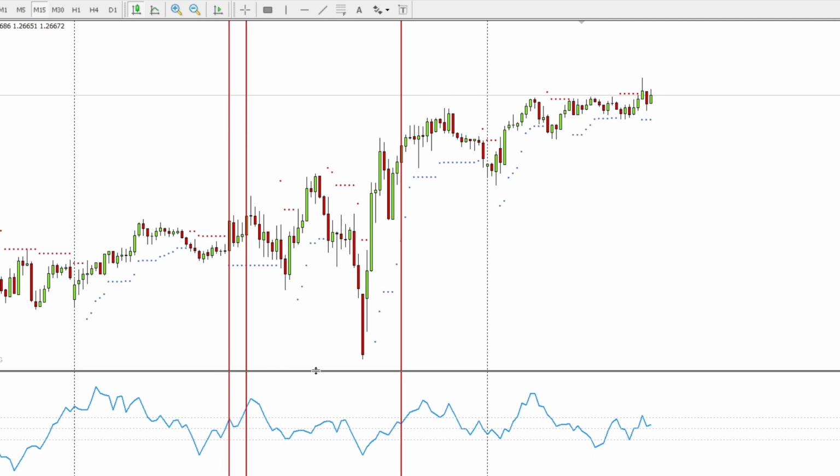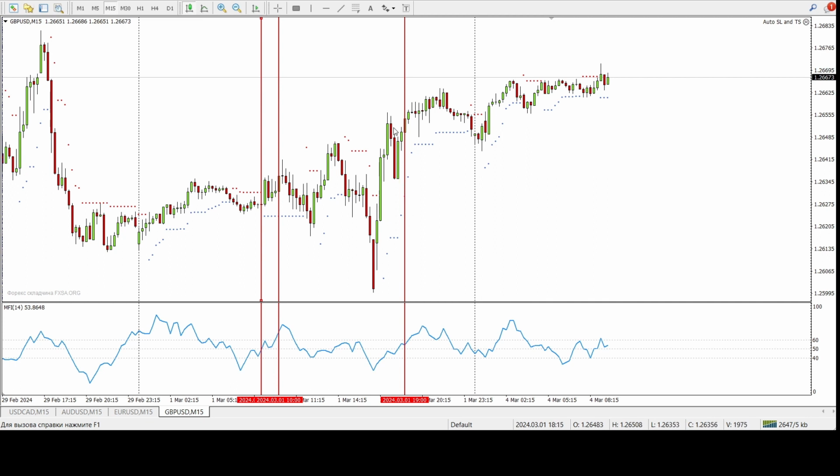Trading starts at 9 o'clock and ends at 19 o'clock. Look at MFI. The MFI indicator has entered the overbought zone. This means we are considering trading for sale.